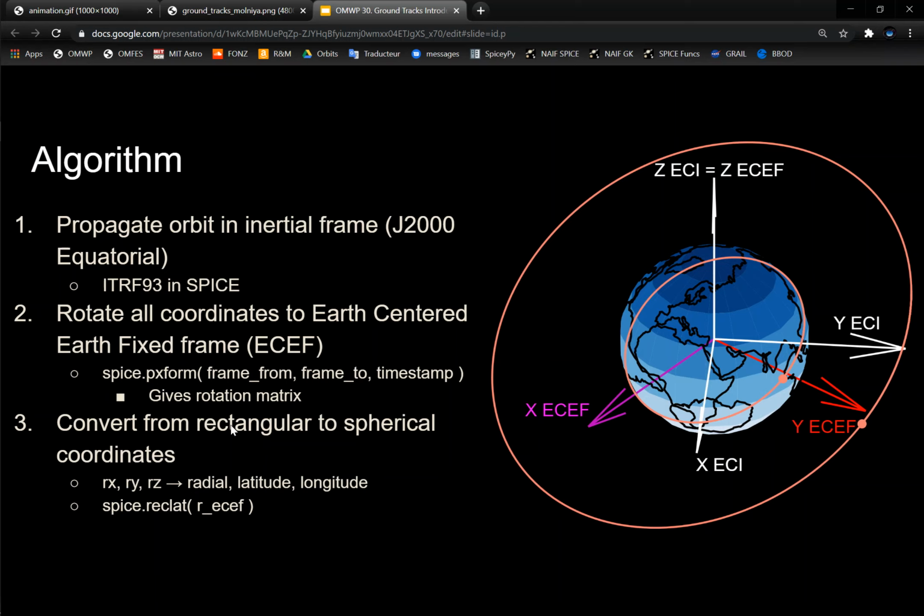And then after you have this rotation matrix, you transform your position vector of your satellite to the Earth-centered Earth-fixed. And then from there, you convert those rectangular coordinates, Rx, Ry, Rz, to spherical coordinates, which are the radial distance, latitude, and longitude. And then again, SPICE has a function for that. So it'll be pretty straightforward to plug into software.